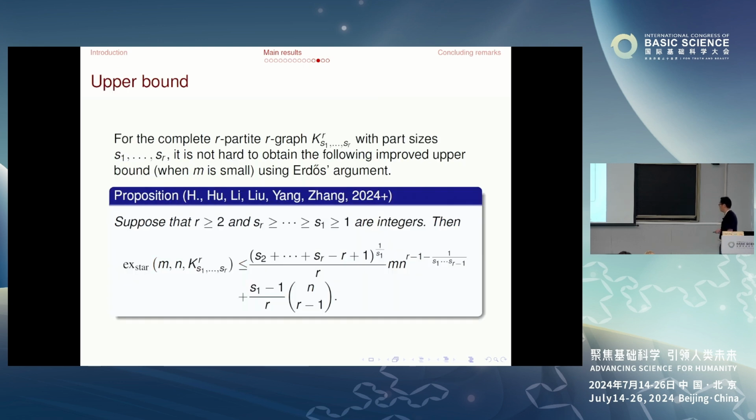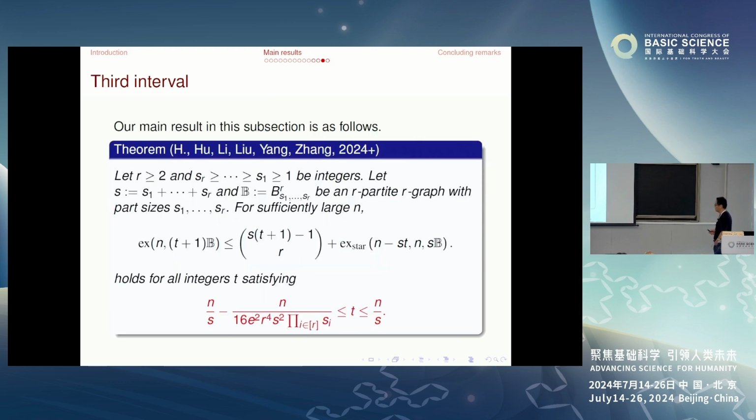Okay, if we have this one, we can determine the complete r-partite r-graphs. The M-star, this one has the upper bound on this one. This problem is easy to get using the Erdős arguments. So for the last interval, we have this one.